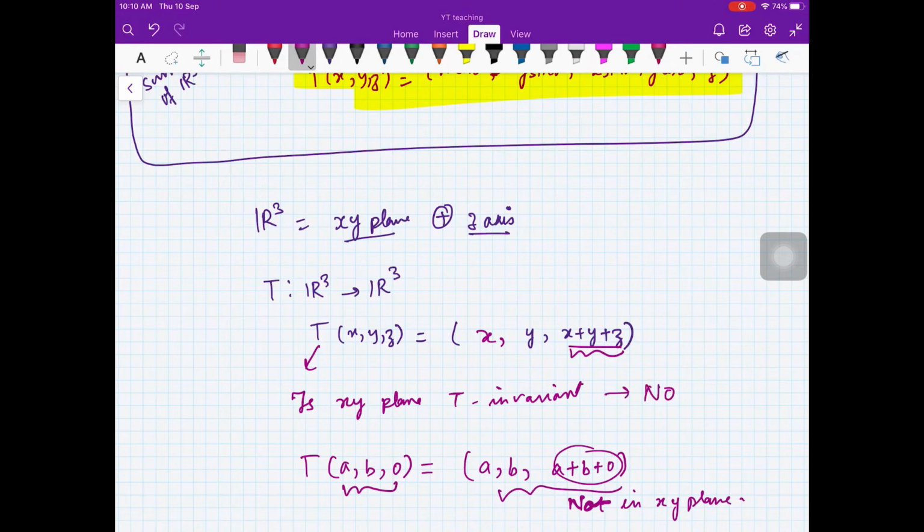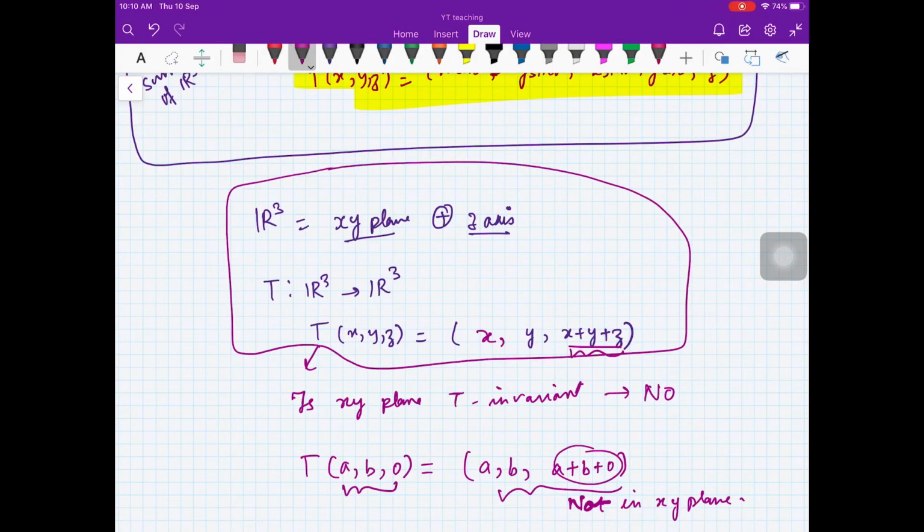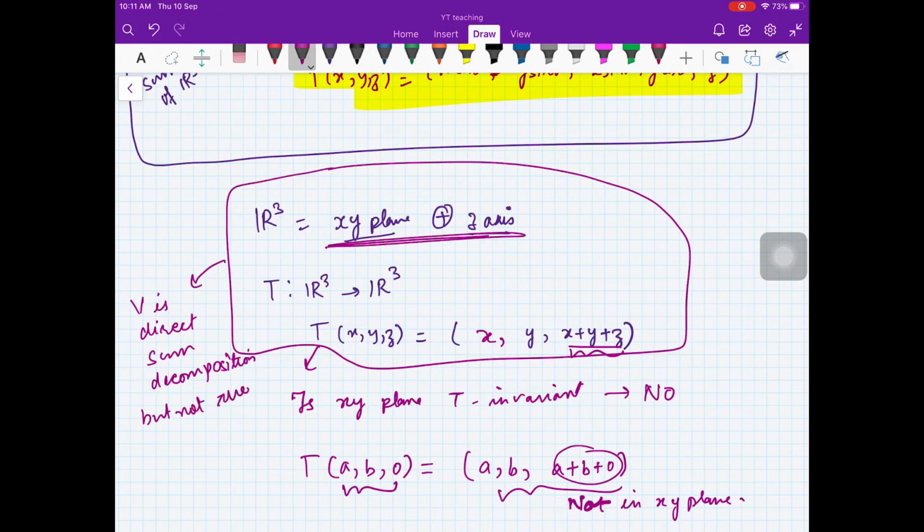So here is an example where V has a direct sum decomposition. Obviously this is a direct sum decomposition, but not a T invariant direct sum decomposition. Is that thing clear? It is very important that you look at things from all perspectives, to see what exactly is happening, right?